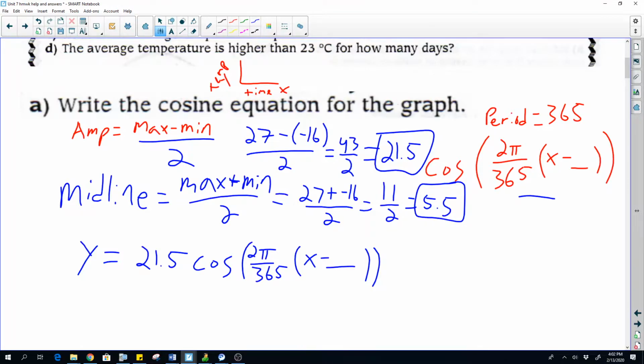And then plus the midline. And so the midline is 5.5. Nice. Okay, so for us to find that phase shift, what is that number?